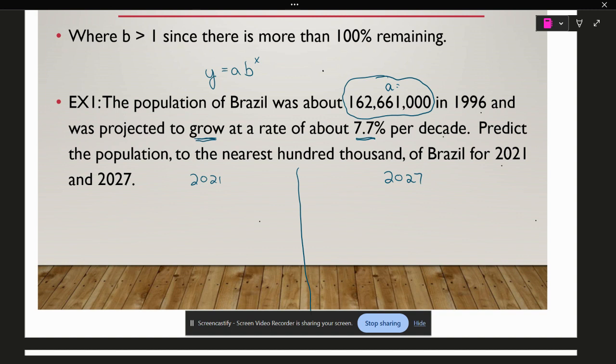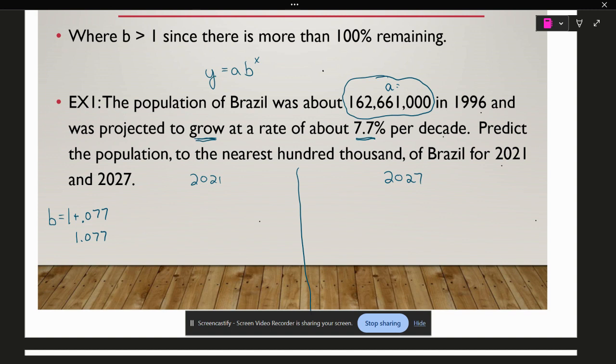I'm growing it out. So we're going to change those to decimals, moving them 2 spots. So in this case, 100% is going to be 1, and 7.7% is going to be 0.077. So B value is going to be 1.077 for my equation. When it says grow, you add to 1. When it says decay, you subtract from 1. Okay? Per decade.